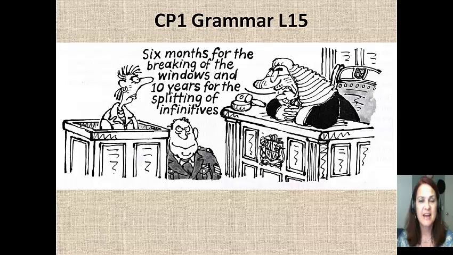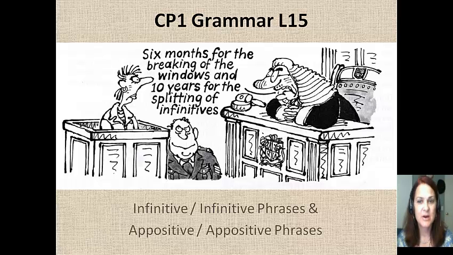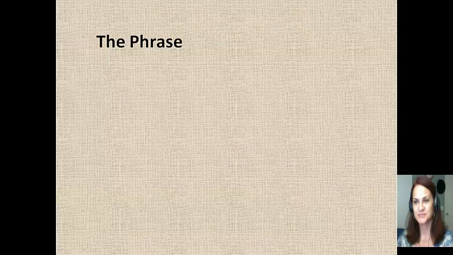We're still looking at phrases, and this week we are going to look at infinitives and infinitive phrases and appositive phrases. And if you'll notice our cartoon here, we have the judge saying to the woman, 6 months for breaking the window and 10 years for splitting of infinitives. And so I'll explain to you what splitting of infinitives means when we get to infinitives. Okay, so let's go ahead and give this a shot.